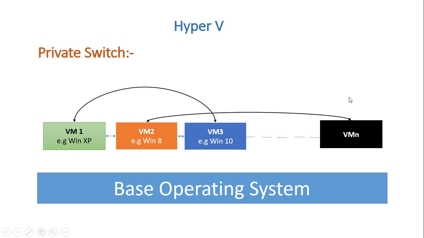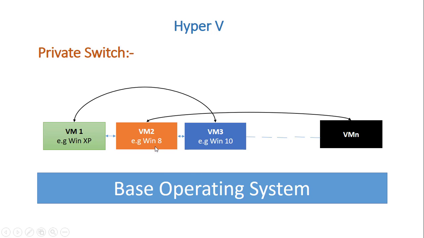In Hyper-V, there are three types of switches: private switch, internal switch and external switch. Switches are basically used for communication purposes. In a private switch, there are multiple virtual operating systems present. When VM1 wants to communicate with VM3, at that time, the private switch is used.